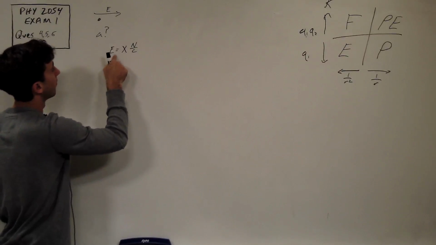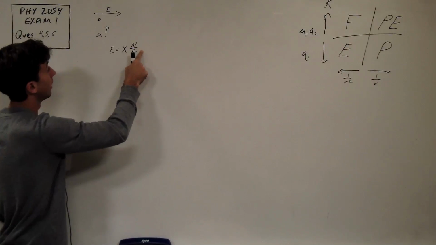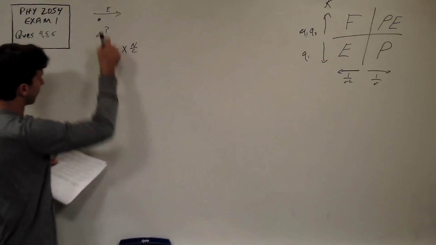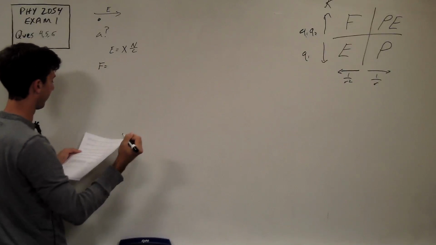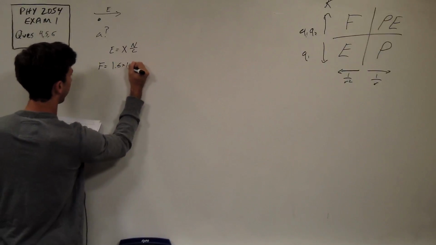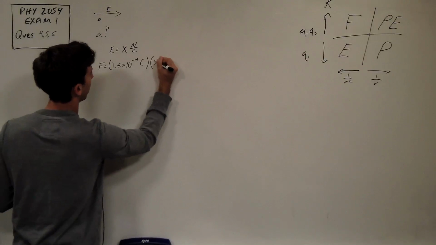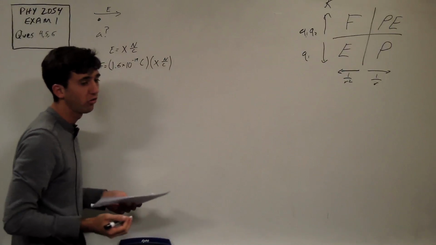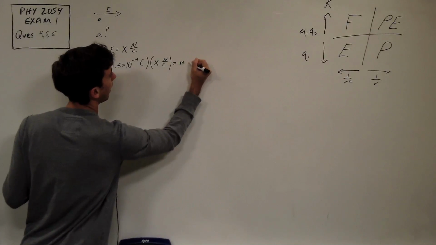So in order to get from electric field to force, you need to multiply by some coulomb unit, which it just so happens it provides, being the charge of the electron. So F equals the charge of the electron, 1.6 times 10 to the minus 19 coulombs, times x newtons per coulomb. Now another equation you should know is force equals mass times acceleration. So all of this is equal to ma.